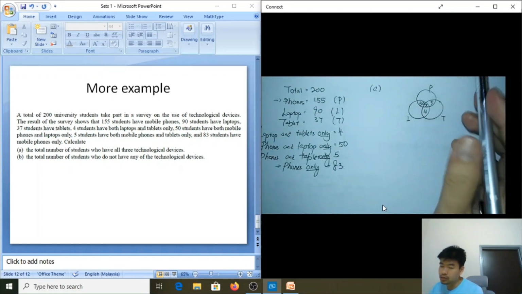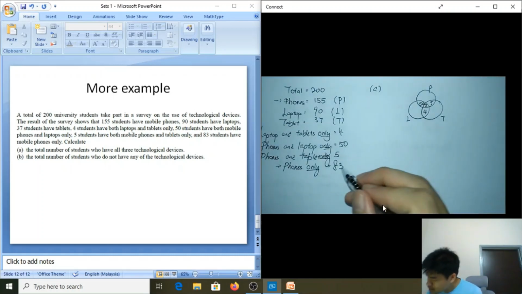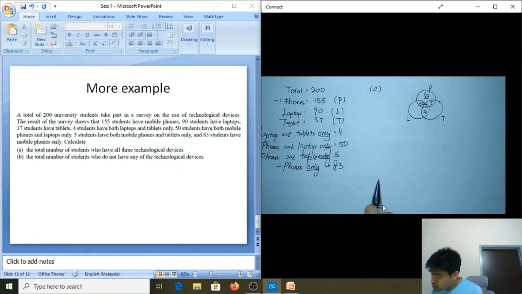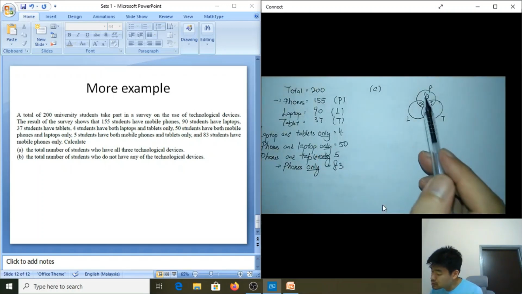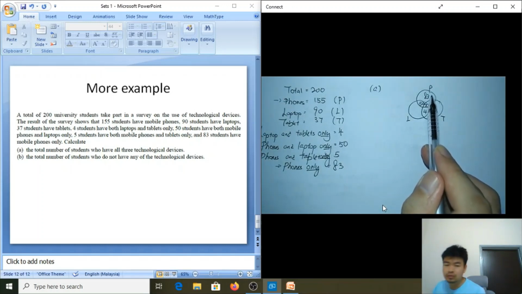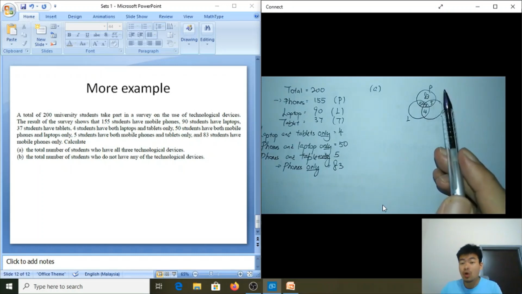155 or 83? You tell me. It must be 83. Why? Because among the 155, some of them actually own laptops and tablets. Therefore, you cannot fill in the 155 over here, because this particular part tells us the number of the students who own phones only.